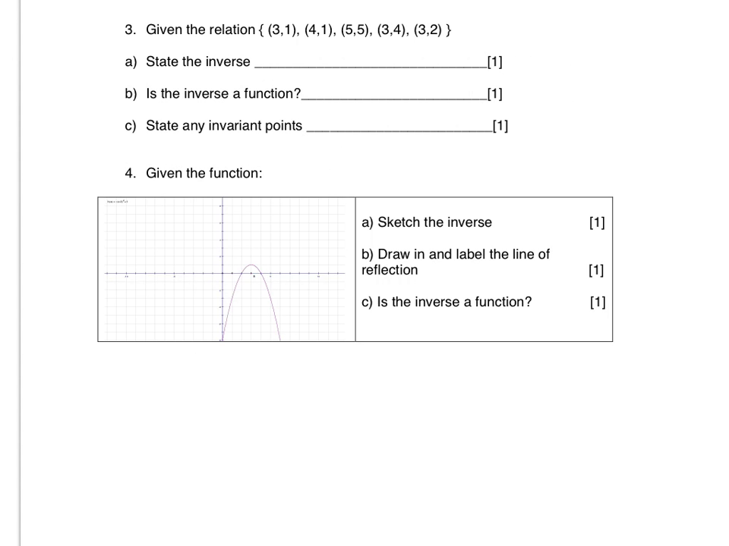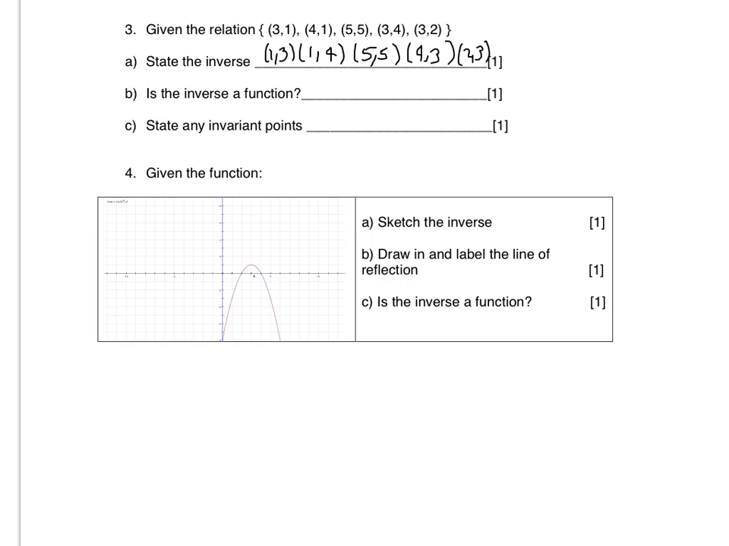The next question says, given the relation (3, 1), (4, 1), (5, 5), (3, 4), (3, 2), state the inverse. The inverse, as we know, we're just going to switch x and y. So the inverse becomes (1, 3), (1, 4), (5, 5), (4, 3), and (2, 3).